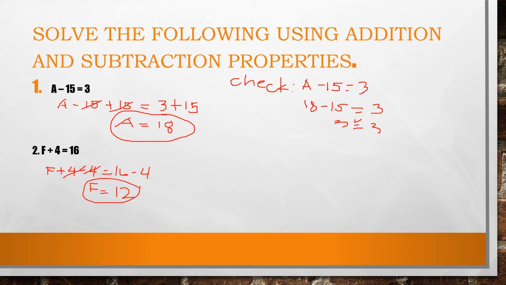Okay, check again. So we have F plus 4 is equals to 16. So always go back to the original equation. So 12 plus 4 is equals to 16. 16 is equals to 16. Okay, so it's check.